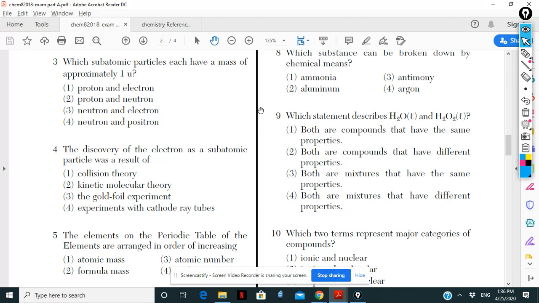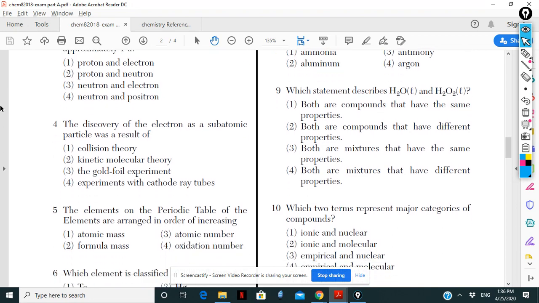That's the nucleus. So number one, proton and electron: anything that has electrons, I cross it out, and positron the same because it's the anti-electron. So the answer is two, proton and neutron.